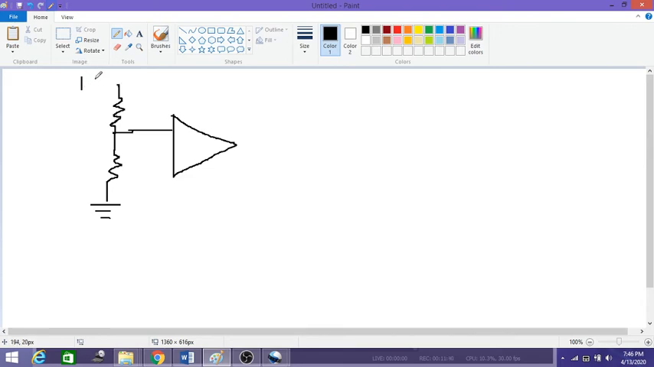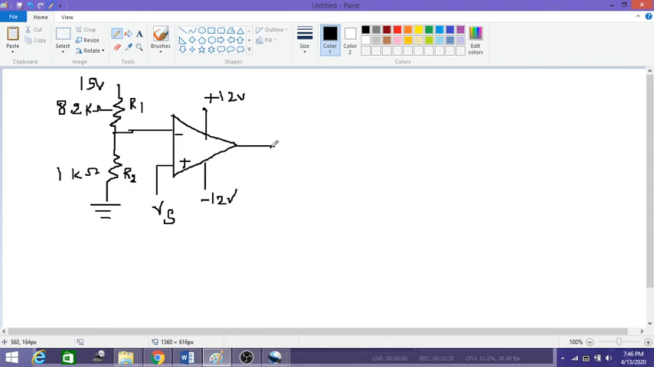Okay, so this is 15 volts, and this is R1, 8.2 kilo ohms, and this is R2, 1 kilo ohm, and here it is connected to Vs. This is the inverting terminal, connected to ground, and this is 15 volts, and here plus 15 volts. Let us take the output saturation as plus 12 volts and minus 12 volts.